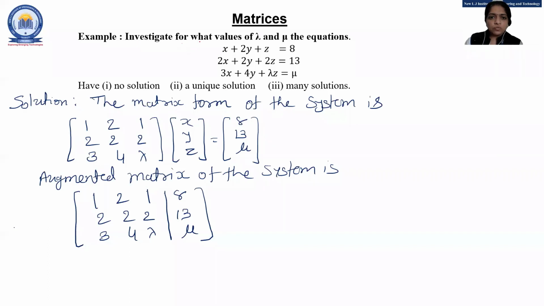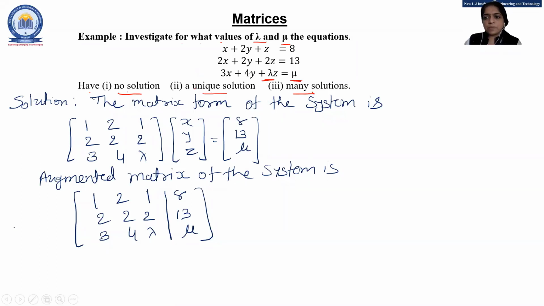Investigate for what values of lambda and mu the equations have no solution, unique solution, and many solutions. Here we have a linear system of equations with lambda and mu. We want to find the values of lambda and mu such that this system has no solution, a unique solution, and many solutions. So let's start the solution of this example.